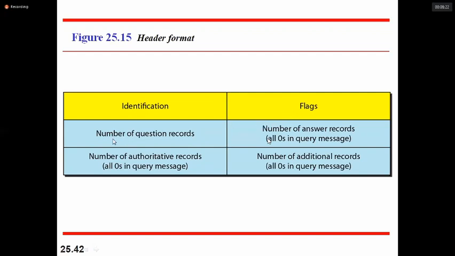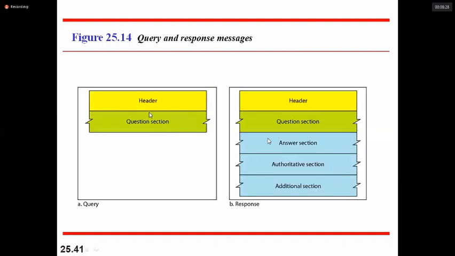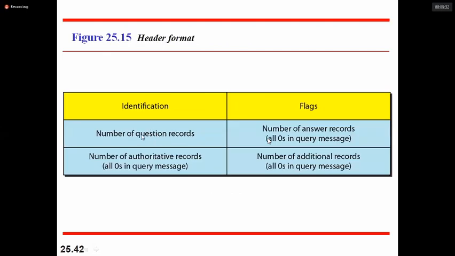Next, I have the number of question records. This is only based on the queries. A query is the one which is asking the question, so only in the question section do we have this. The number of question records contains the number of queries. That's it. Similarly, the number of answer records.